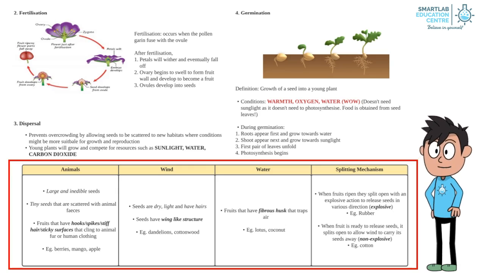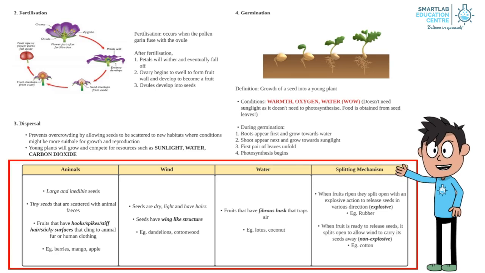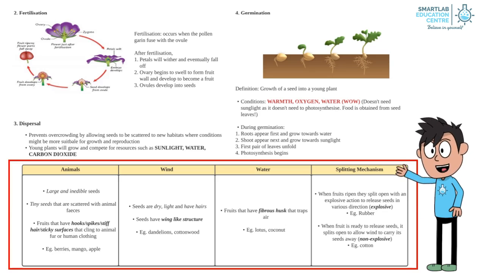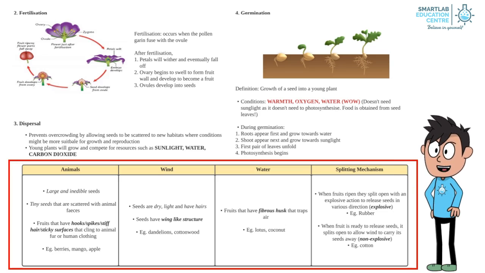Dispersal by wind. These seeds are dry, light, and have hairs. These seeds also have wing-like structures. Dispersal by water. The fruit and seed have a fibrous husk that traps air, allowing the fruit to float in water. Dispersal by splitting mechanism. When the fruit ripens, it splits open with an explosive action to release seeds in various directions. When the fruit is ready to release its seeds, it splits open to allow wind to carry its seeds away.